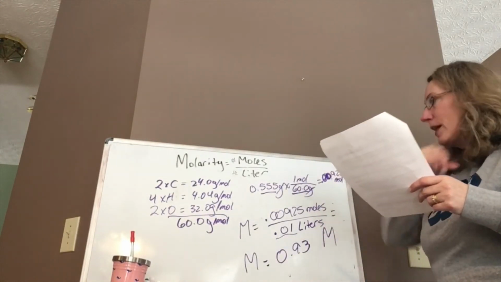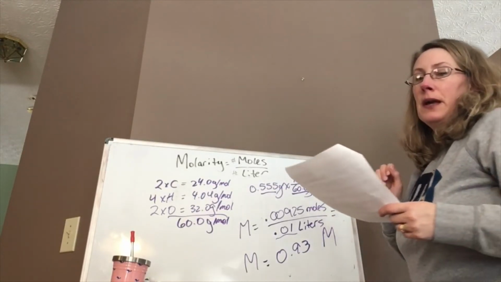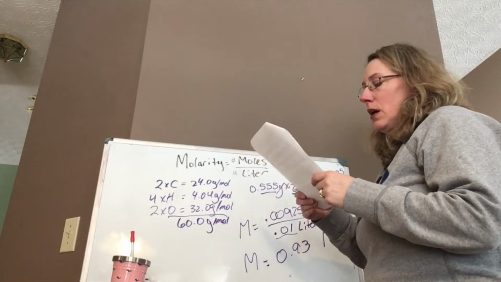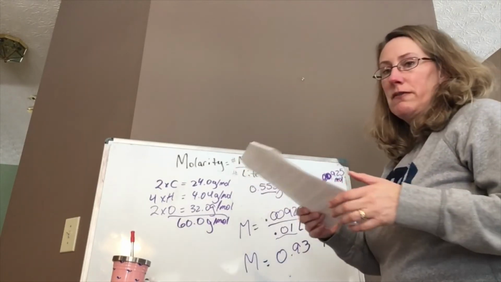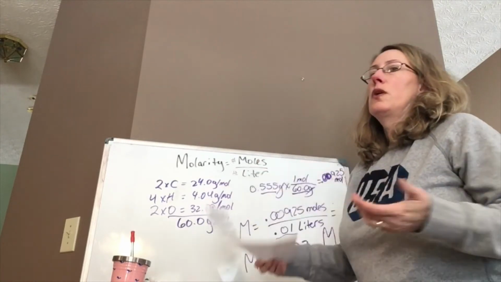So that means how strong something is, how many moles per liter. That was our calculated molarity of the ammonia. Okay? Yay! So why do we care?